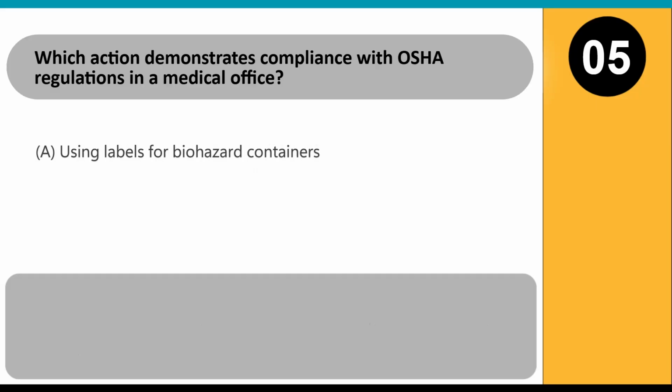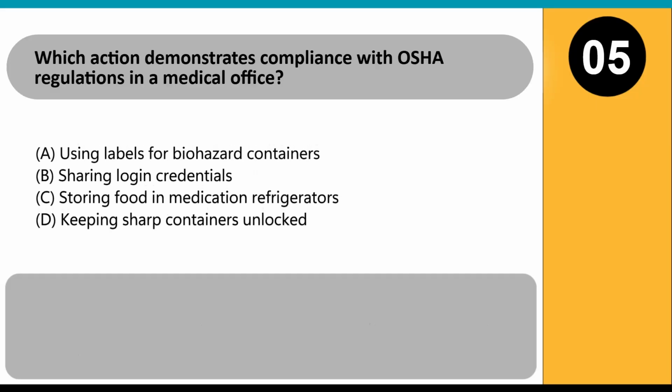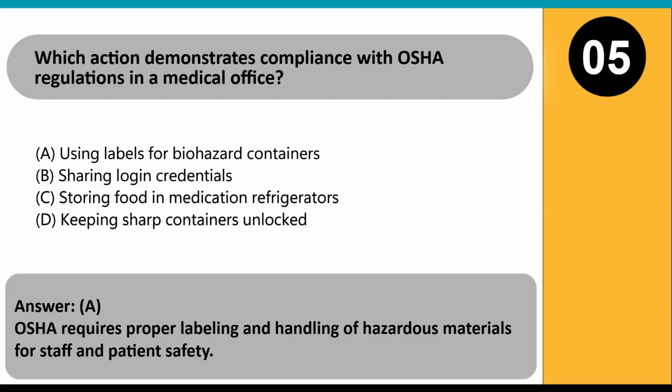Which action demonstrates compliance with OSHA regulations in a medical office? A. Using labels for biohazard containers. B. Sharing login credentials. C. Storing food in medication refrigerators. D. Keeping sharp containers unlocked. Answer: A. OSHA requires proper labeling and handling of hazardous materials for staff and patient safety.